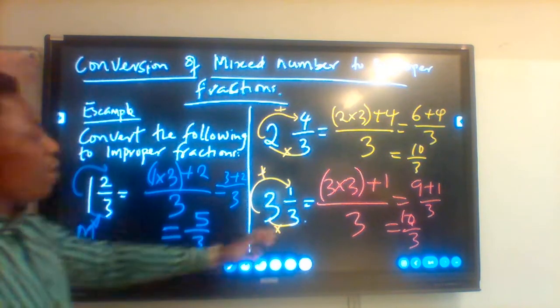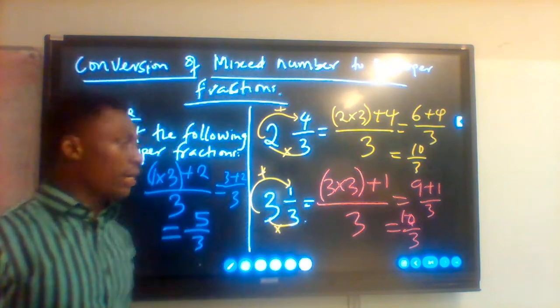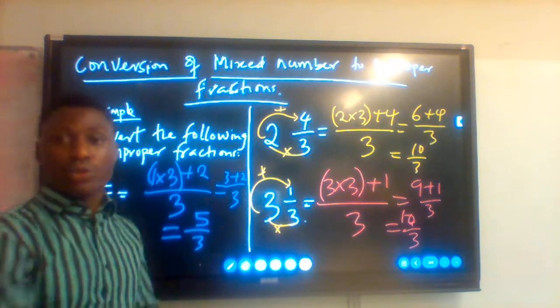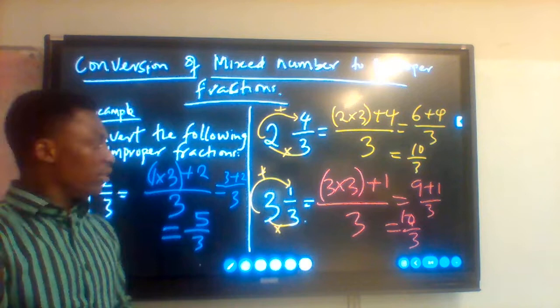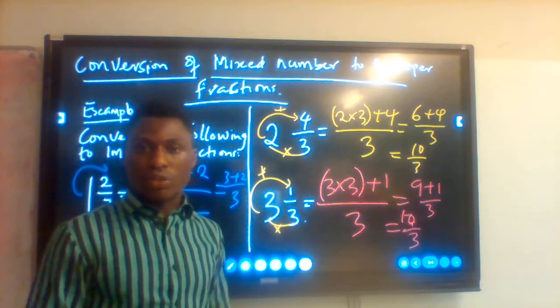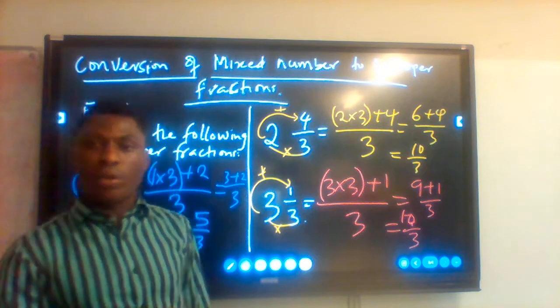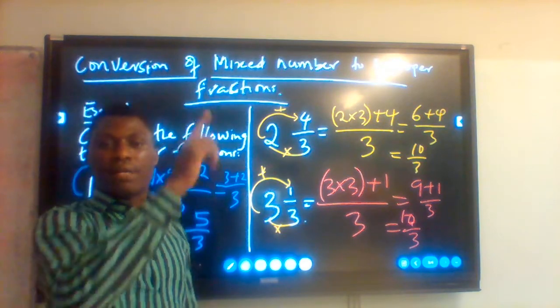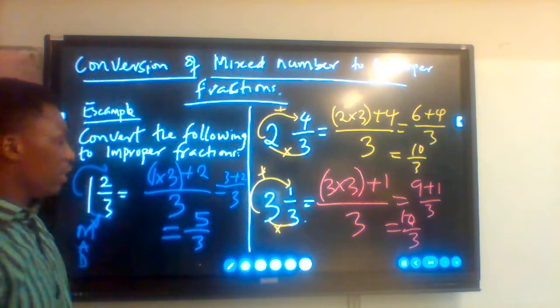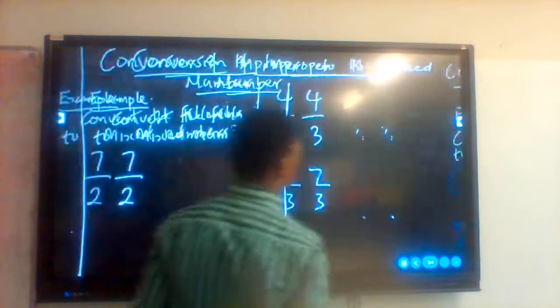What if we are asked to take back 10 over 3 into a mixed fraction? We just play the opposite. What we do there is divide the numerator by the denominator. The result will be the whole number, and the remainder will be your numerator. Just the reverse of what we've done there. Let's see what we're talking about.